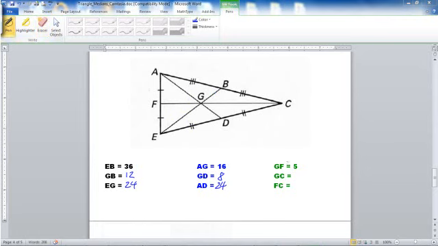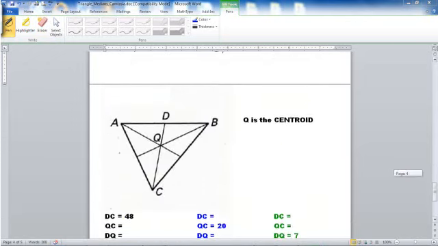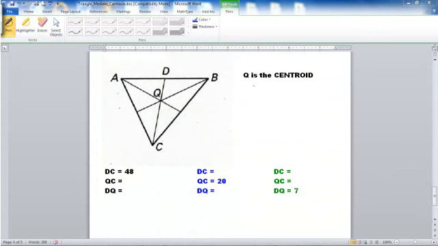And then again, third scenario, GF, that's the little part, that's 5. Double it to get my big part. And then 5 plus 10 is 15 to get my whole median. So now it tells me again Q is the centroid, so I know those rules apply.